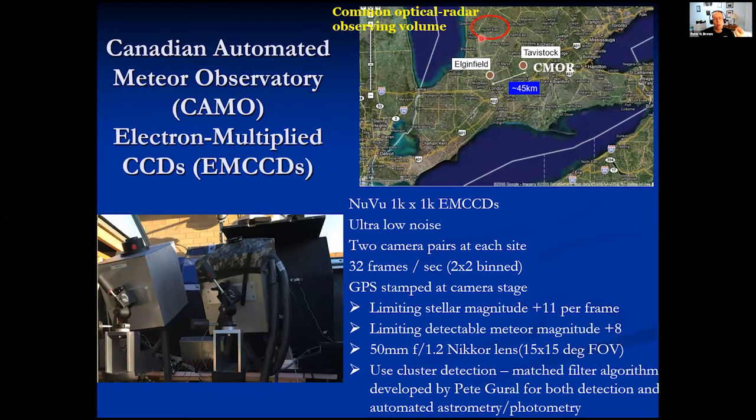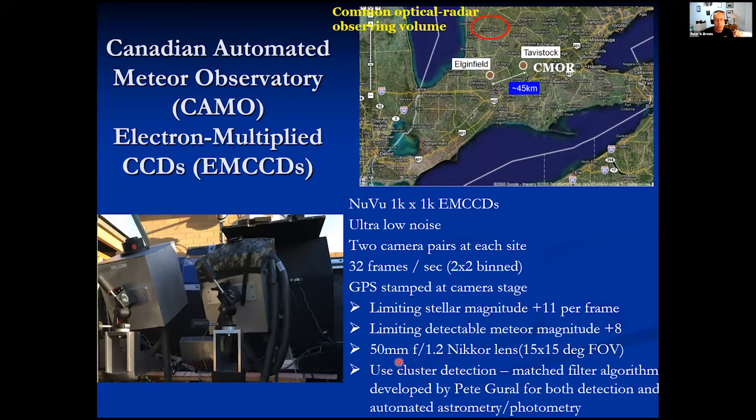All of the cameras are pointing to this common location, and SYMOUR is also producing, of course, a broad beam that also interrogates this area. As a result, in this common volume, we can get multiple optical measurements, trajectories optically, and simultaneous radar measurements. The Nuvu EMCCDs run at about 30 frames a second, GPS stamped. The limiting detectable meteor magnitude is around +8, although we're only complete to about +5 to +6.